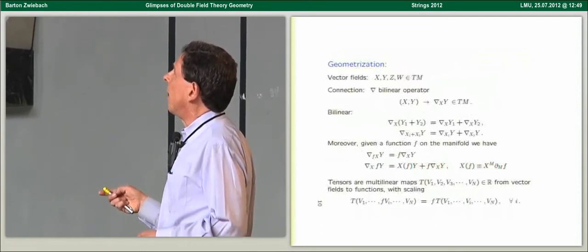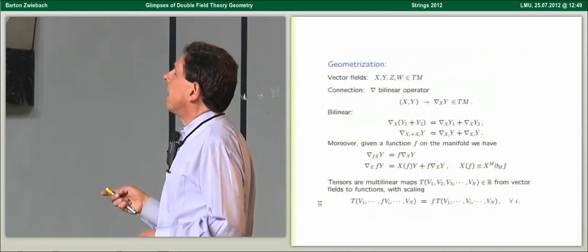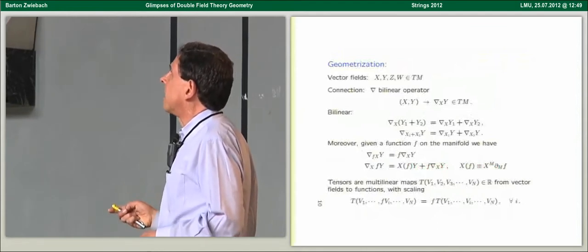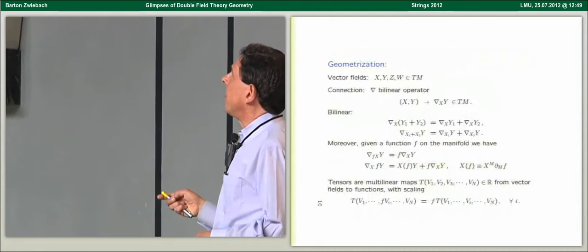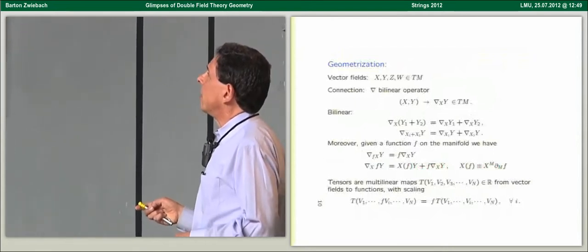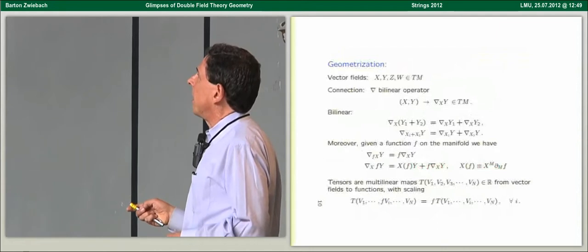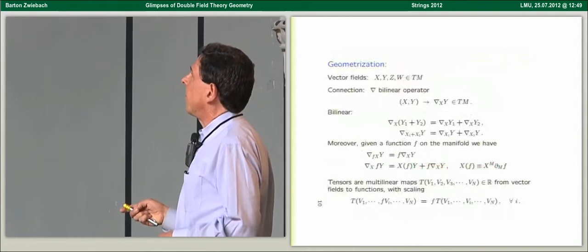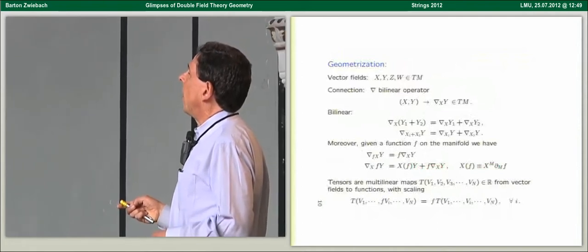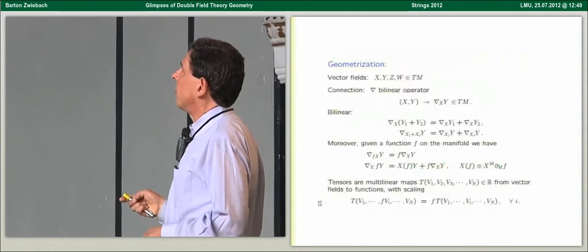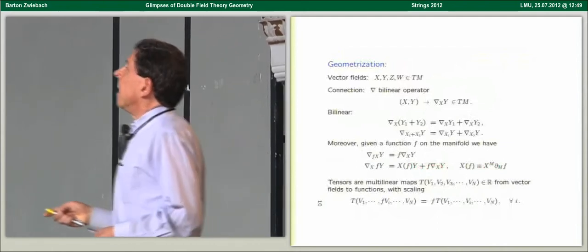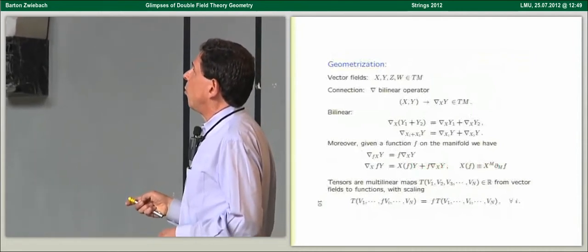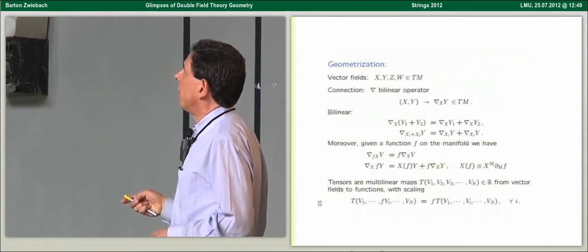Given two vectors, you have this object that is a vector as well, and is roughly the covariant derivative of y along x. This thing is bilinear in both arguments, and moreover, with a function multiplying the vector that is down, you just copy it outside, while a function here acquires an extra piece having to do with the action of the vector on the function. Tensors are multilinear maps from vector fields to functions with scaling, such that if you put a function here, it should go out.